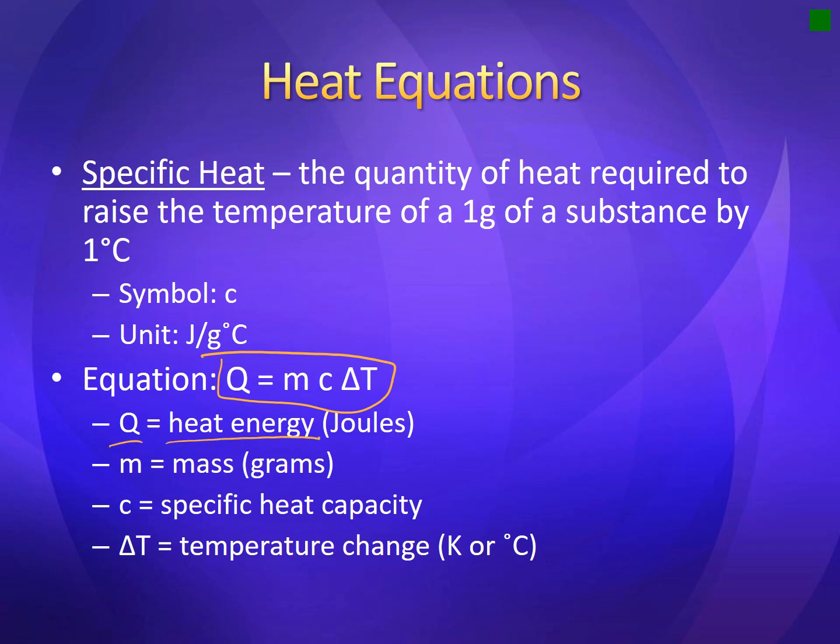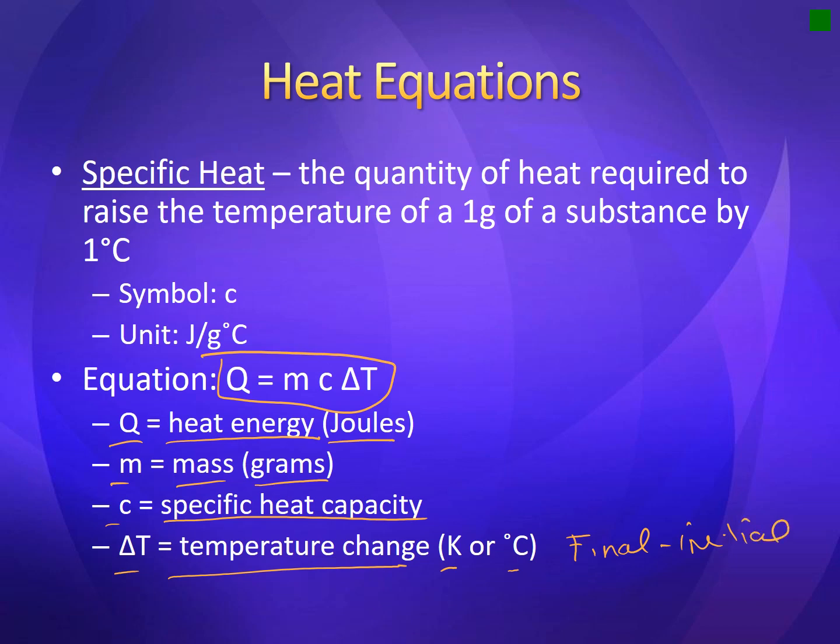Q is your heat energy, and that unit is going to be joules. M stands for mass, which needs to be in grams. C we're going to talk about in a second, which is your specific heat. And delta T is your change in temperature. Note that first off, you can be in Kelvin or degrees Celsius for this, but the change in temperature always has to go final minus initial.